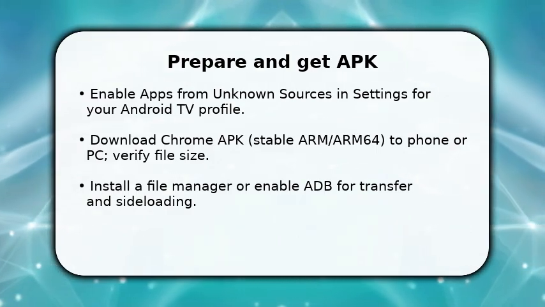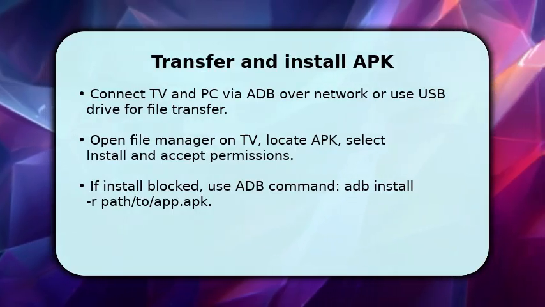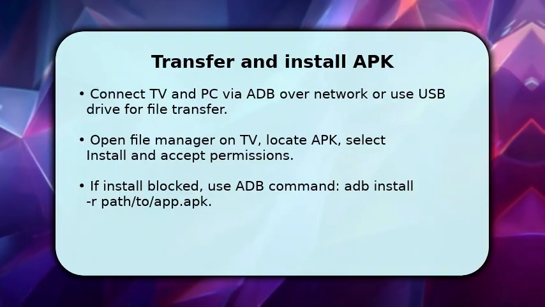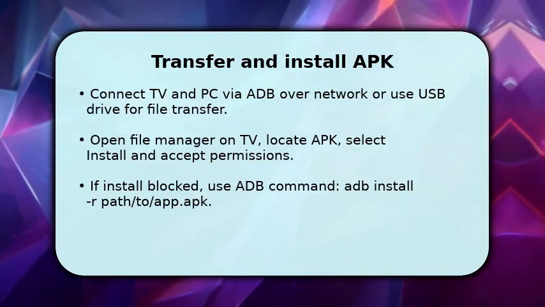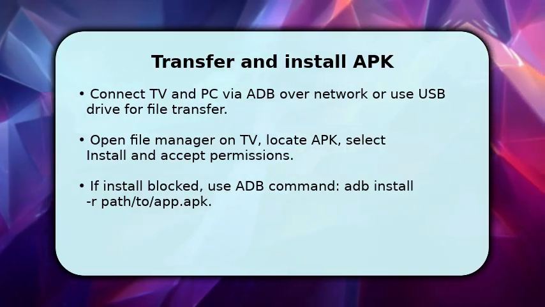TV's system apps. Once the APK is on the TV, open your file manager and navigate to the download location. Select the APK and choose Install. Grant runtime permissions when prompted so Chrome can access storage and network. Without them, it may fail to render pages.